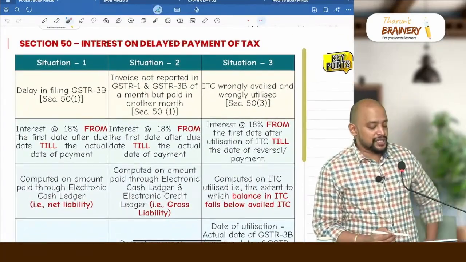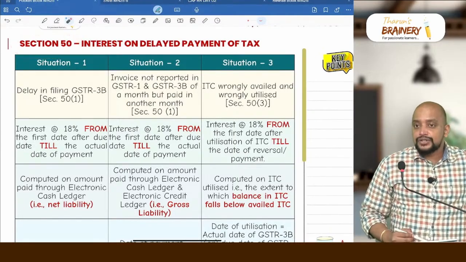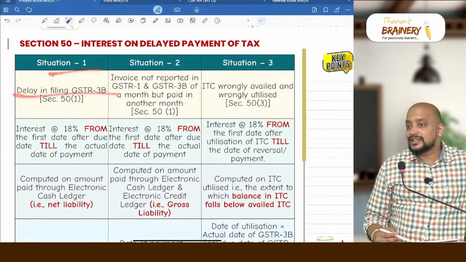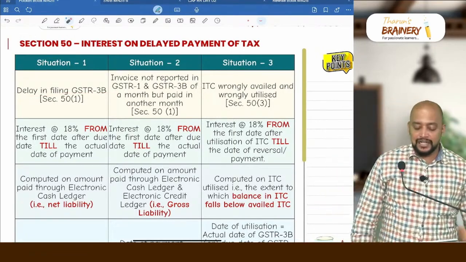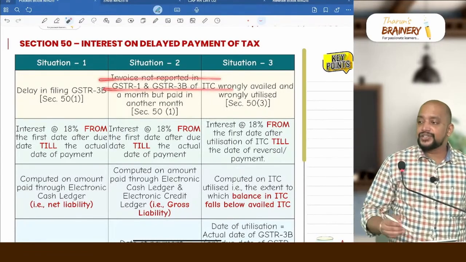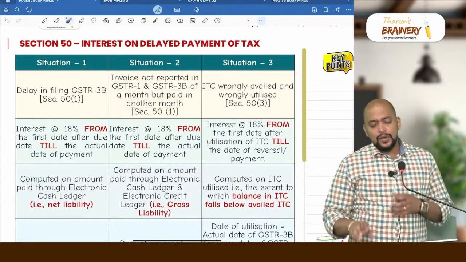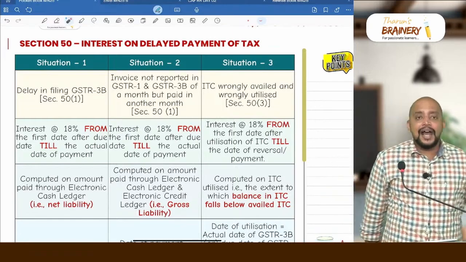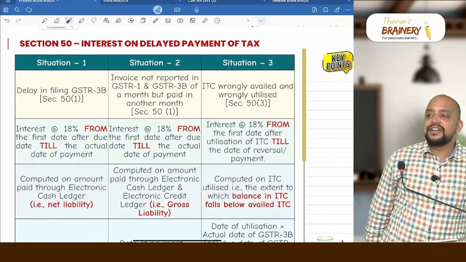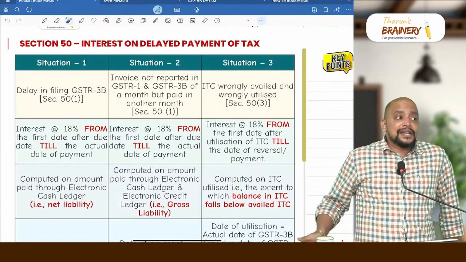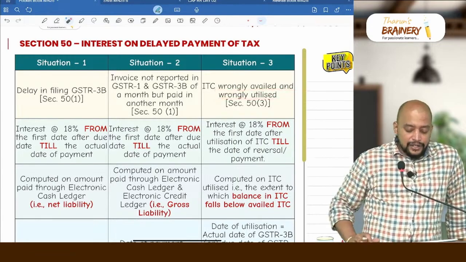There are three situations where this interest computation will come under section 50. Situation 1, delay in filing 3B. So there is a delay in filing GSTR 3B, then interest will come. Situation 2, invoice not reported in GSTR 1 and GSTR 3B of a month but paid in another month. What does it mean? For a particular month, I have some liability, I have not reported that liability and I have evaded it. That amount I am paying in some subsequent month. Then situation 3, ITC wrongly availed and wrongly utilized.